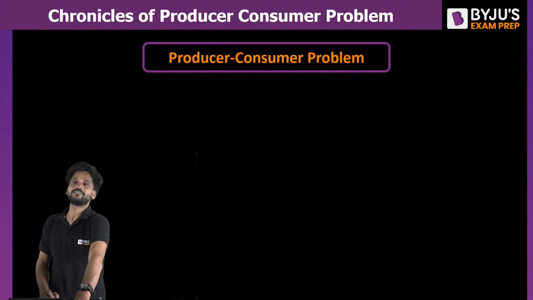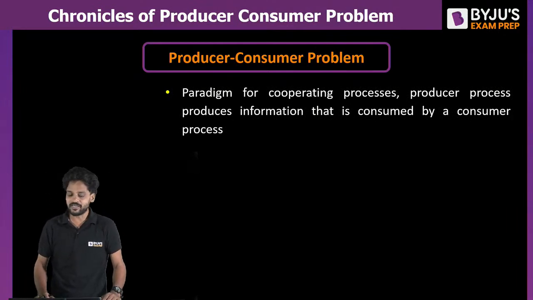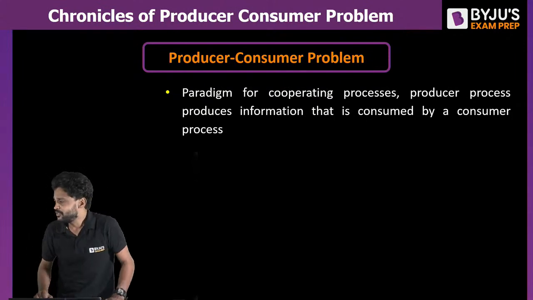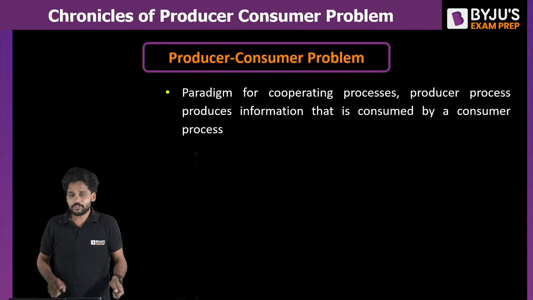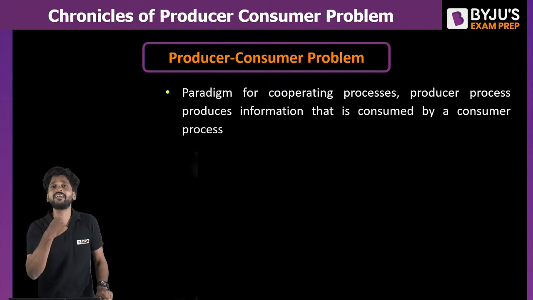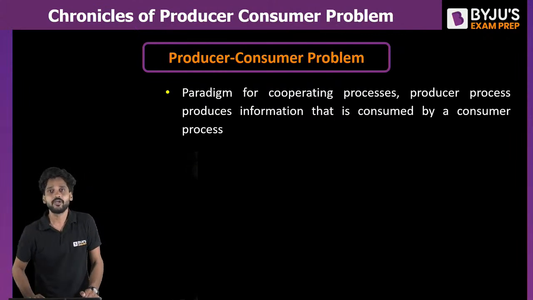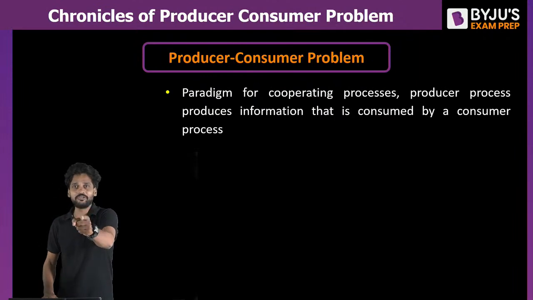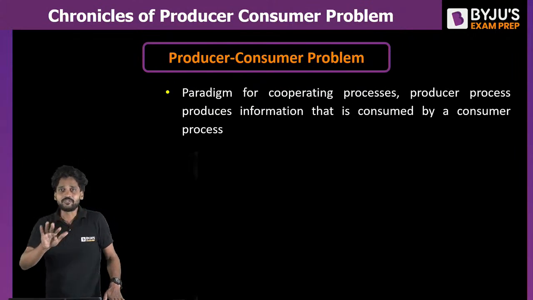Let us talk about the producer-consumer. Paradigm for cooperative processes: a producer process produces information that is consumed by the consumer process. I am a producer, and ABD is a consumer. Understand carefully who we are. I am a process, a producer, ABD is the consumer. When I get scheduled, I will produce. When he gets scheduled, he will consume.